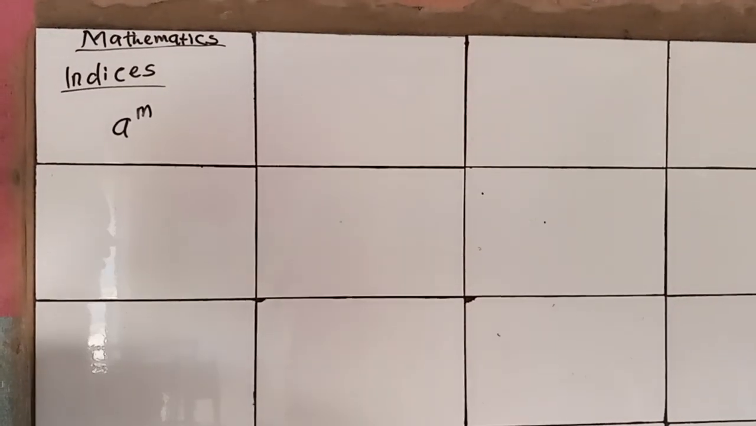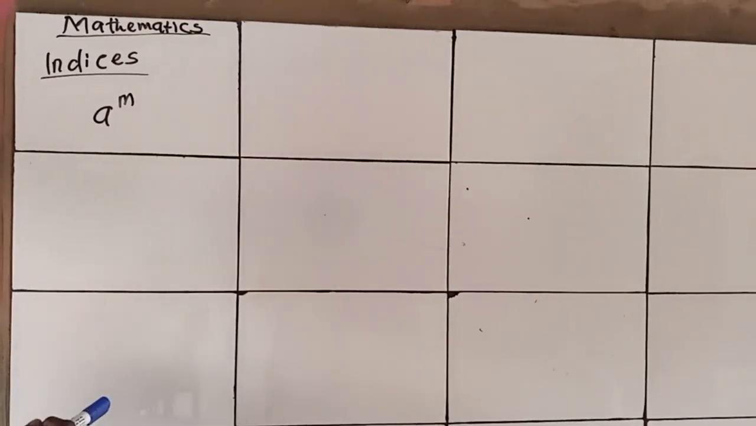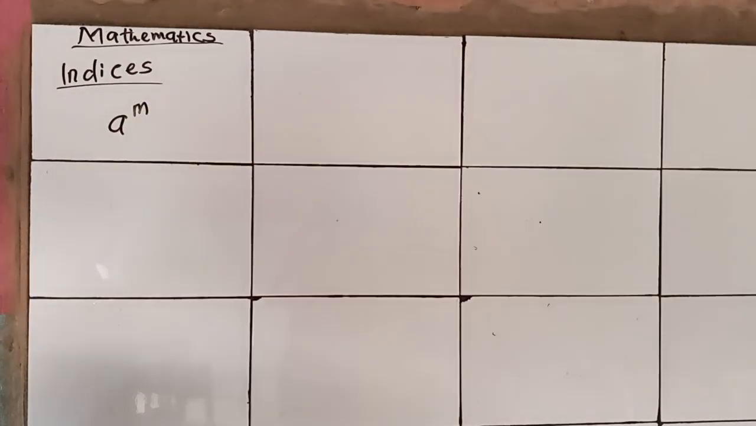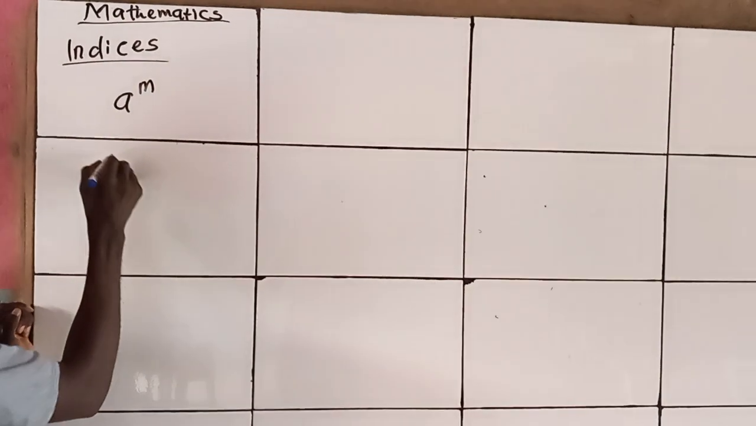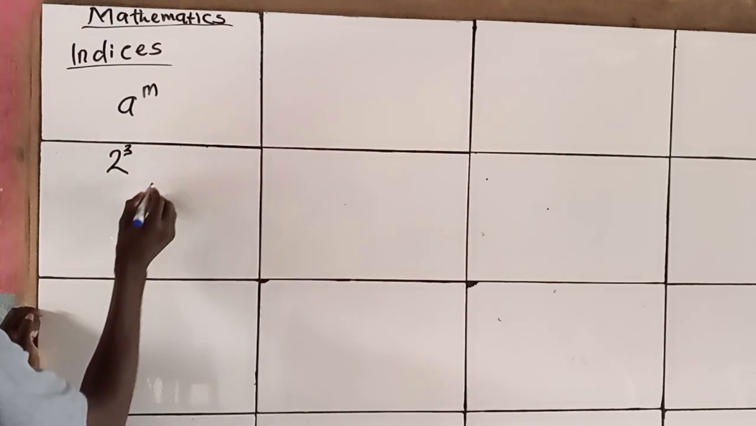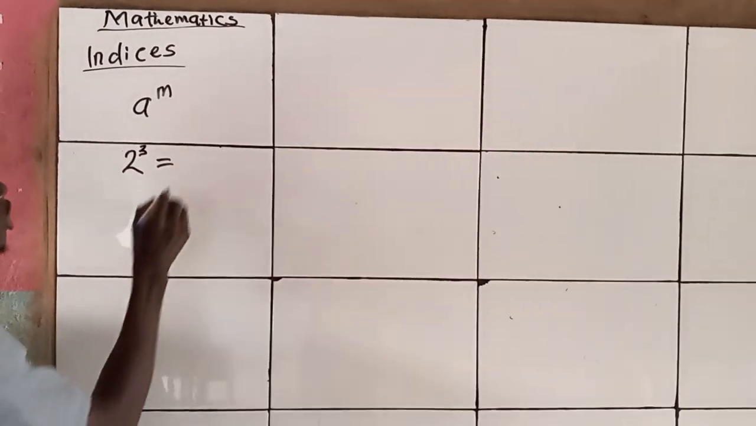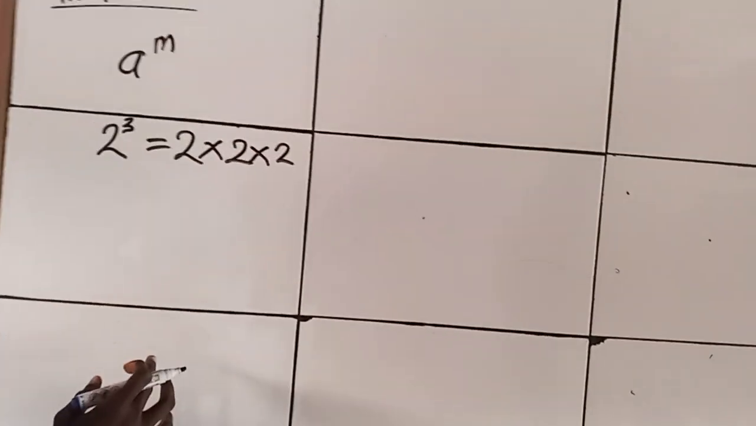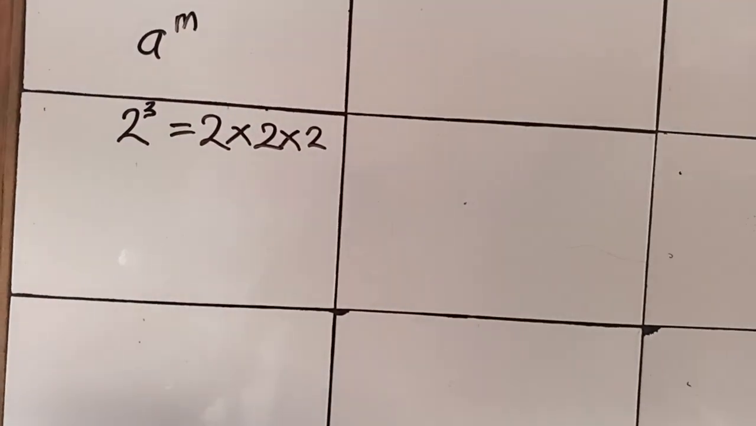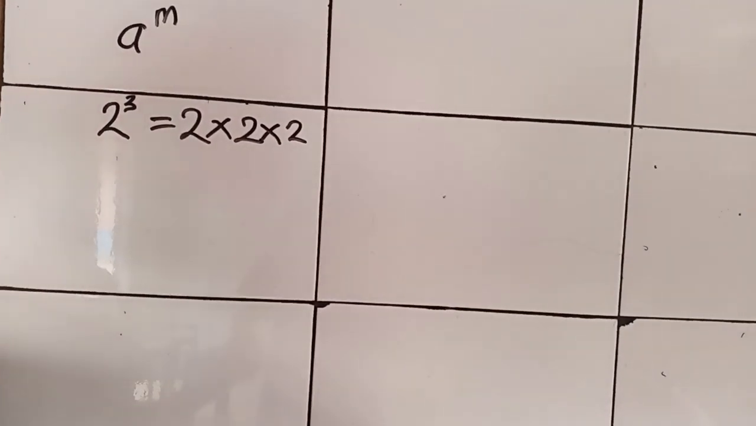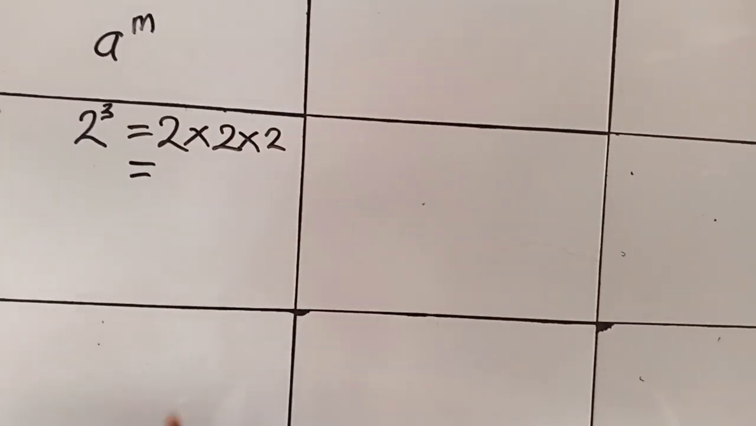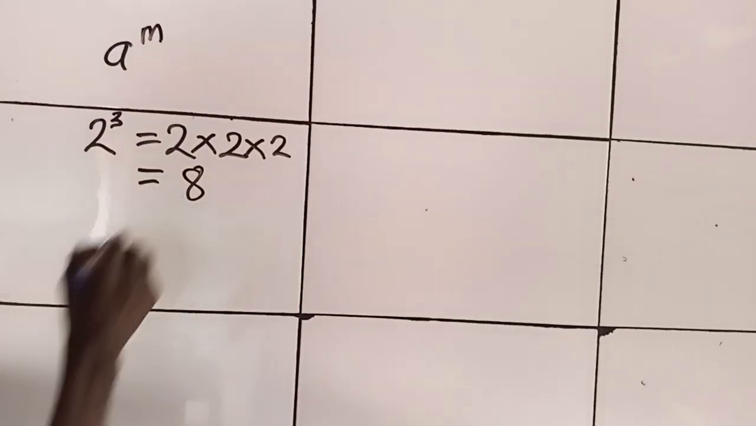Expression means that A is the base, while M is the power, M is the index, M is the indices, or M is also the exponent. So if you have, for instance, 2 raised to the power of 3, it's also 2 times 2 times 2. This is what it means, that 2 multiplies itself in 3 places, not addition. And what it means is 2 times 2, 4, 4 times 2 will give you 8.